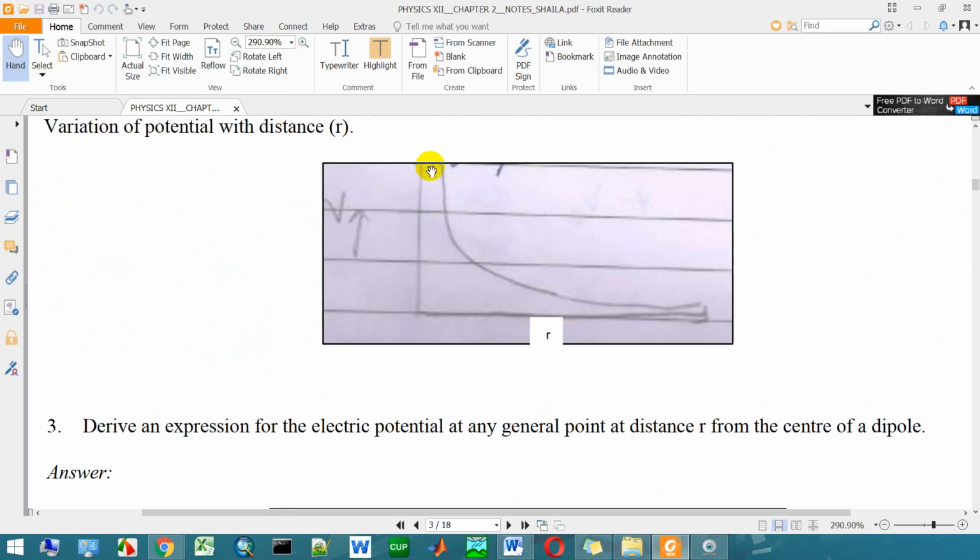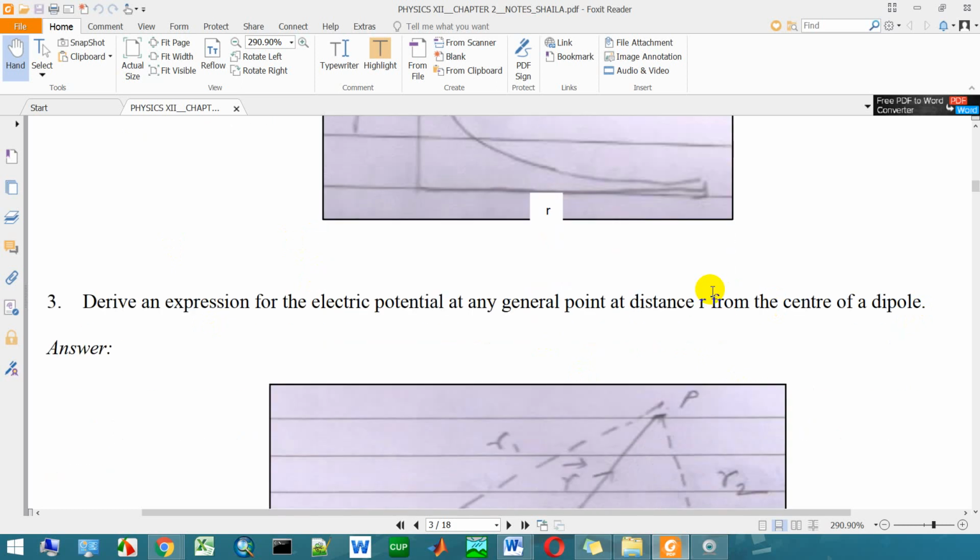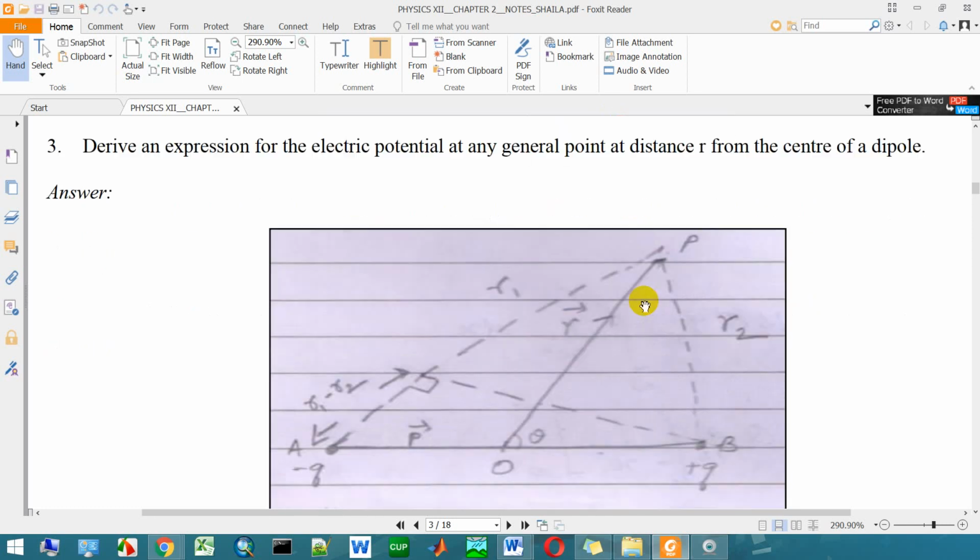So when we sketch a graph taking r along the x-axis and potential along the y-axis, the nature of the graph is in the same way. So this is the second question, electrostatic potential in terms of source charge. Hope both the questions are very clear to you.